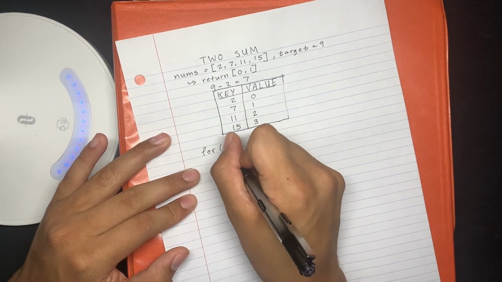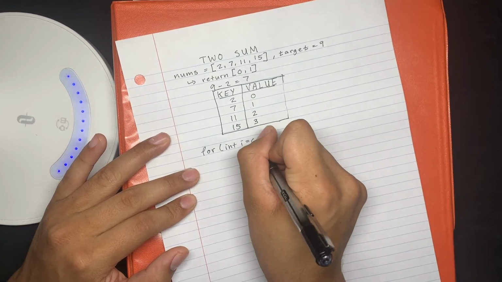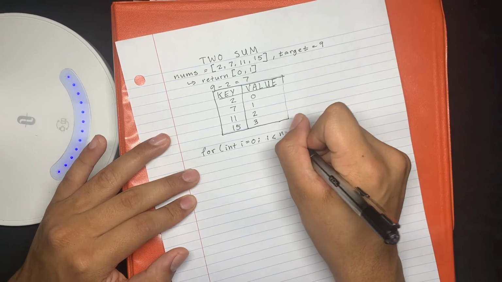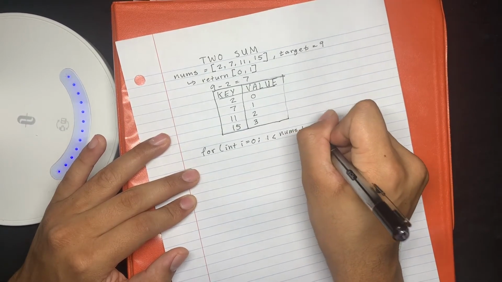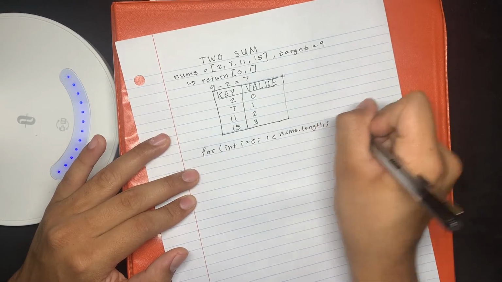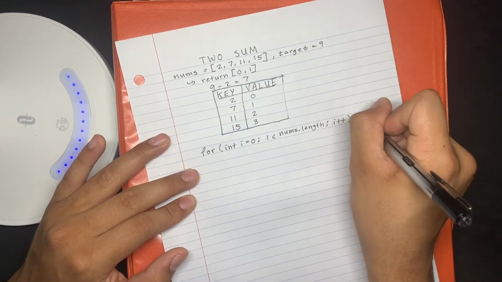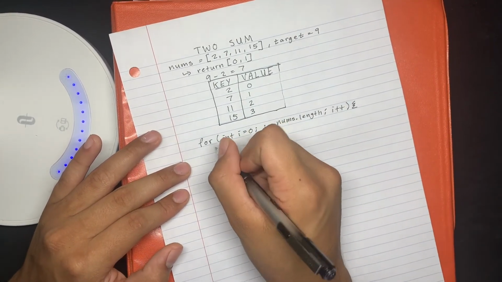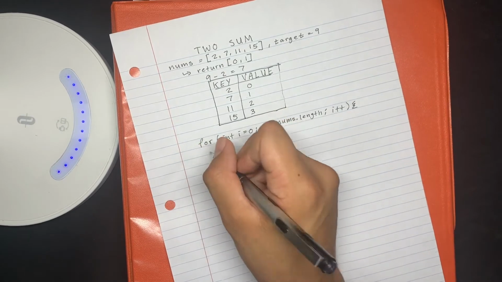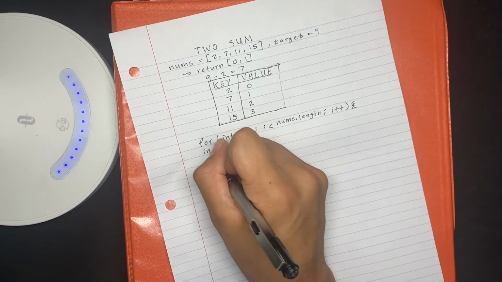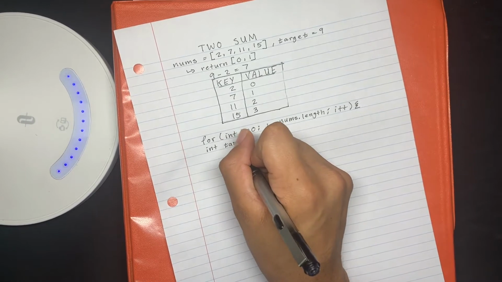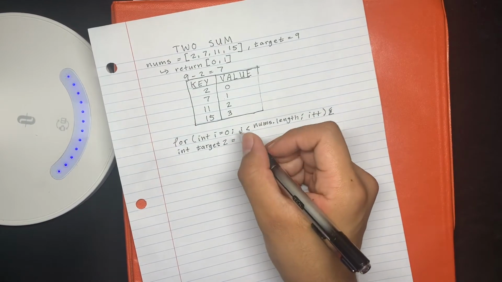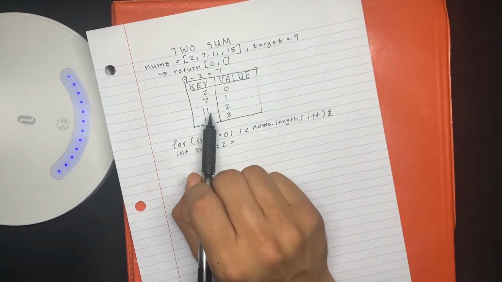So let's create a for loop. Okay, once we have this for loop set up, the first thing we're going to need to instantiate is an int value. I'm going to call this int target2. Target2 is going to be the number that we're looking for inside the hash map.